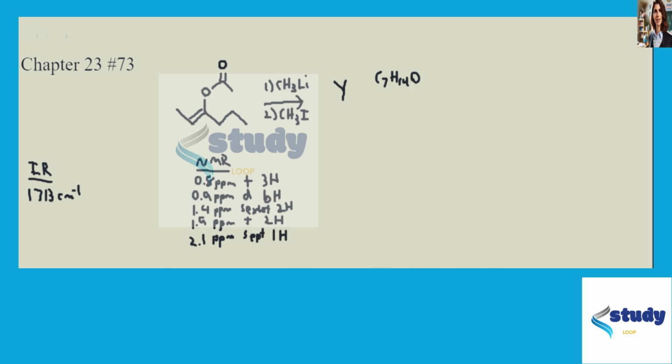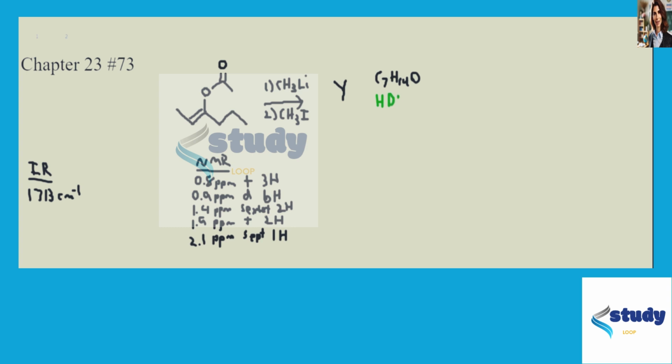This is the answer to Chapter 23, problem number 73 from the Smith Organic Chemistry textbook. This problem says treatment of W with methyl lithium followed by methyl iodide affords compound Y, C7H14O, as the major product. And then we're given spectral information for Y. We are asked to propose a structure, and then we are asked to draw a stepwise mechanism.